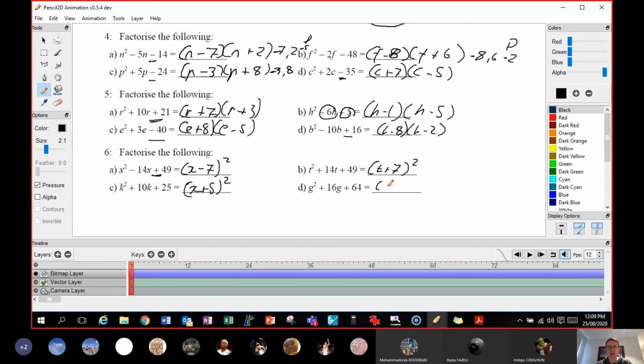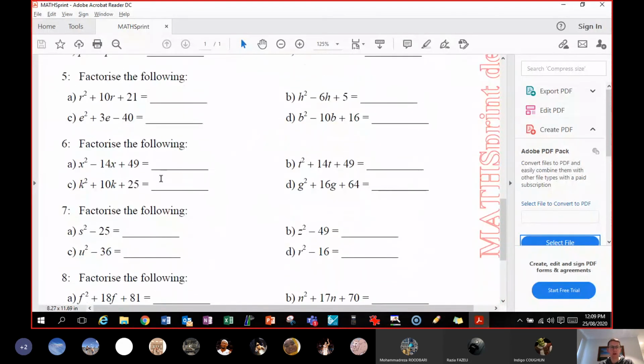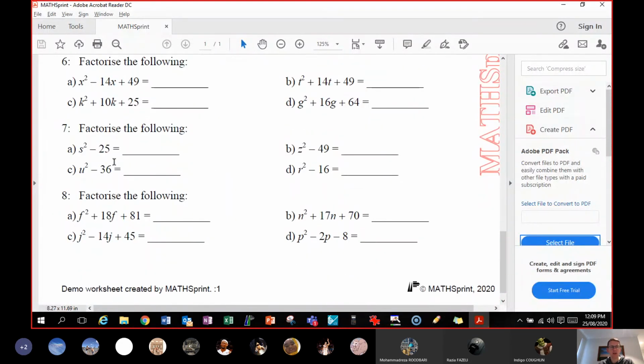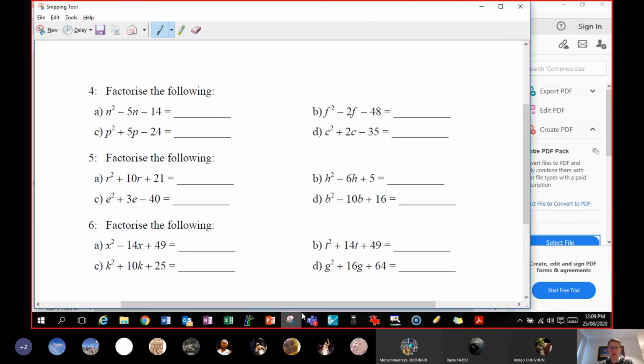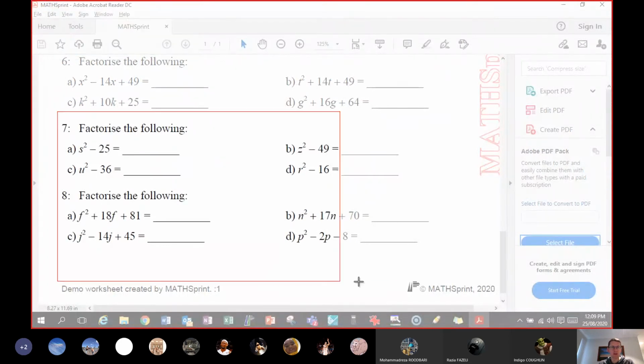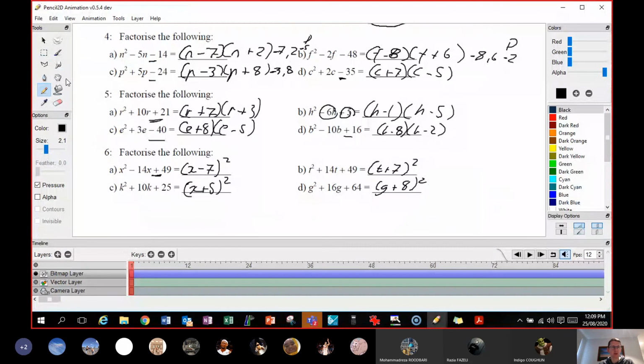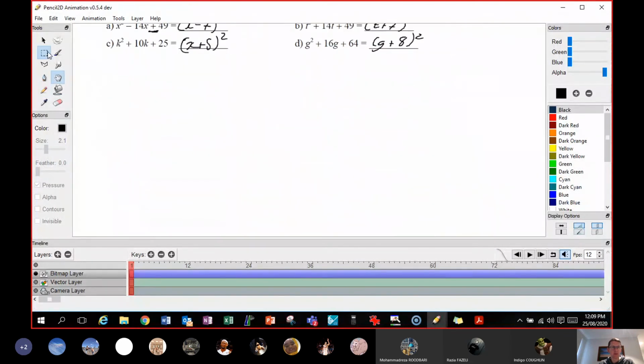Here, again, this one's just going to be g plus 8 squared. So hopefully you'll get a bit quicker at it as you go along. When you're factorising these ones, I will just go through this one as well. And then I'm hoping you guys become a bit more proficient in this. And then we're nearly done. And then I'm going to give you guys a nice little worksheet to work on. A bit quicker.